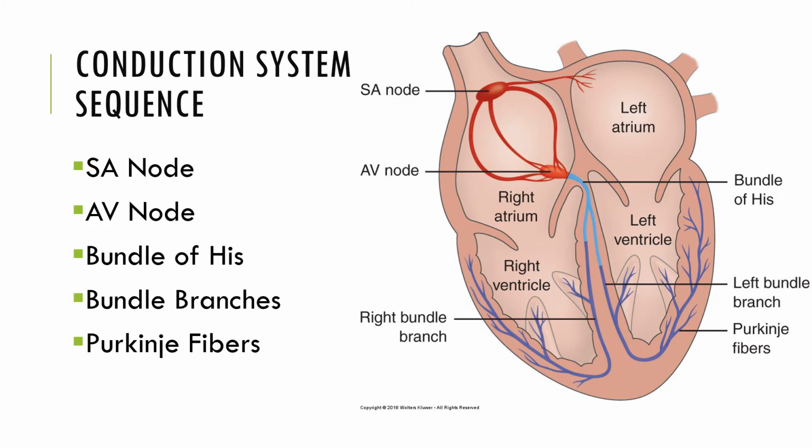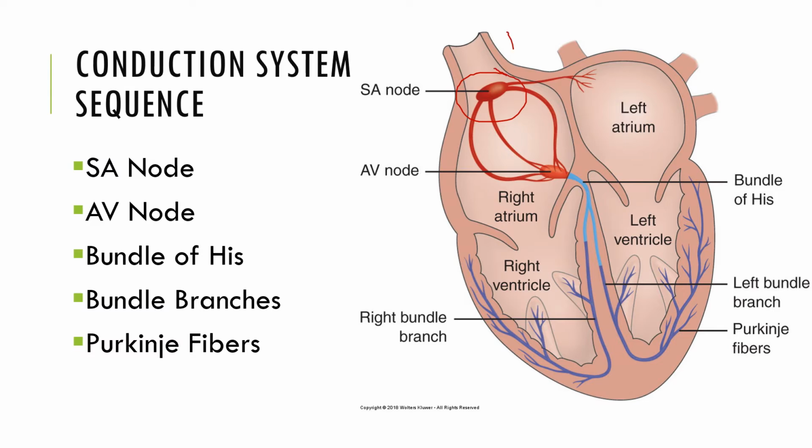All right, now we're going to talk about the conduction system sequence. So first you have to know what conduction means. Conduction is the process by which electricity is directly transmitted through. So how is the electricity transmitted through the heart? That's what we're talking about. First, it starts with your SA node, or the sinoatrial node. This can be found at the top right atrium. It is what we call the pacemaker of the heart.